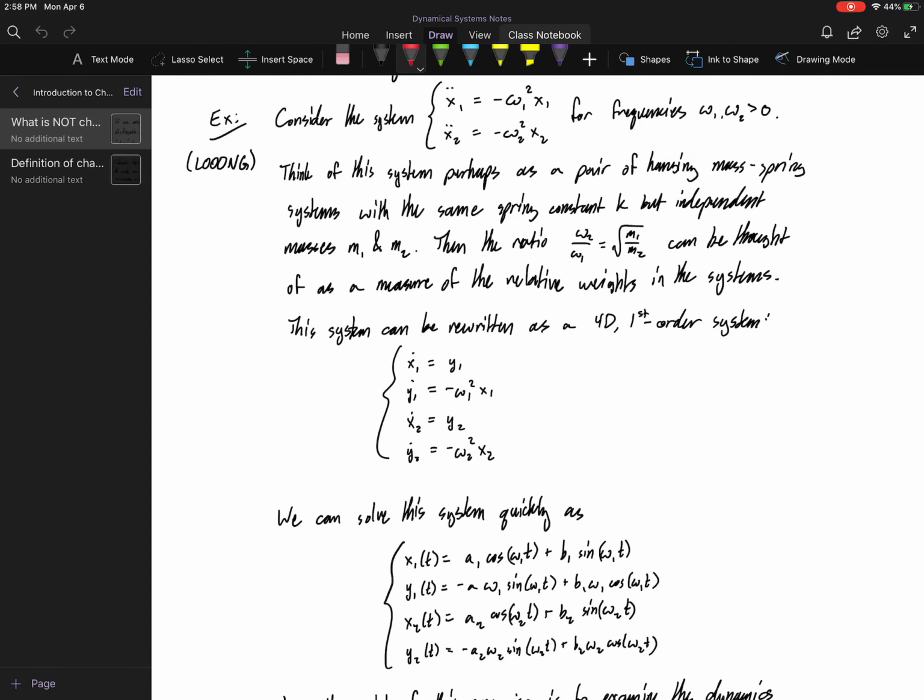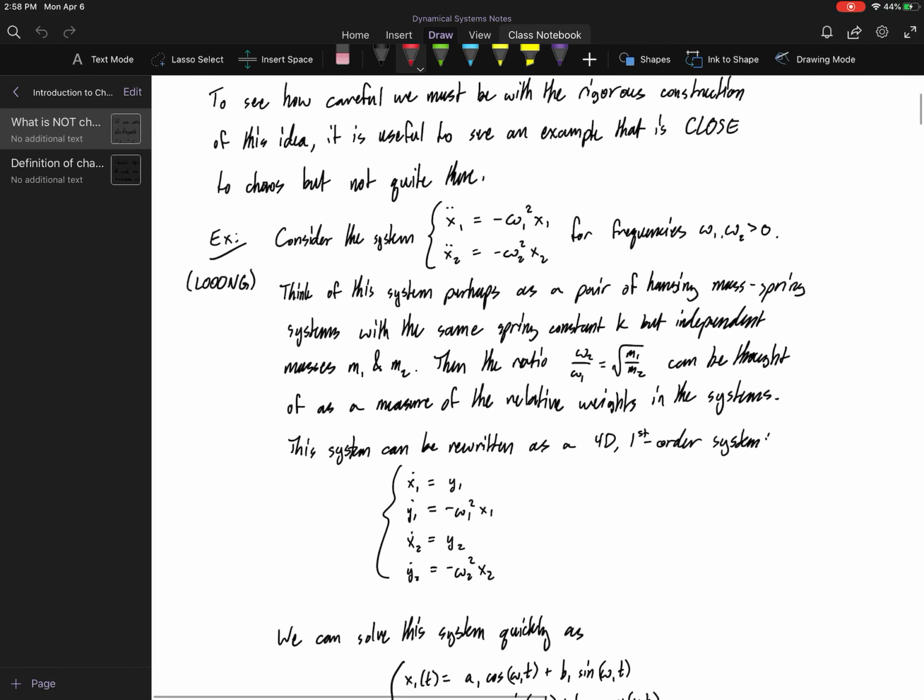So the following example is going to take up the rest of the page, so make room in your notebook. This is a long example. And all that this example is going to be, as simple as it sounds, is essentially a pair of hanging mass spring systems. Now, these are going to be two systems that are decoupled, but we are going to see how they behave relative to one another.